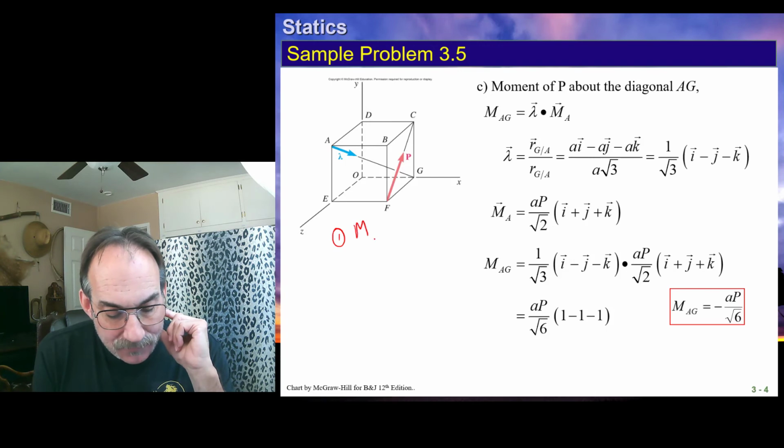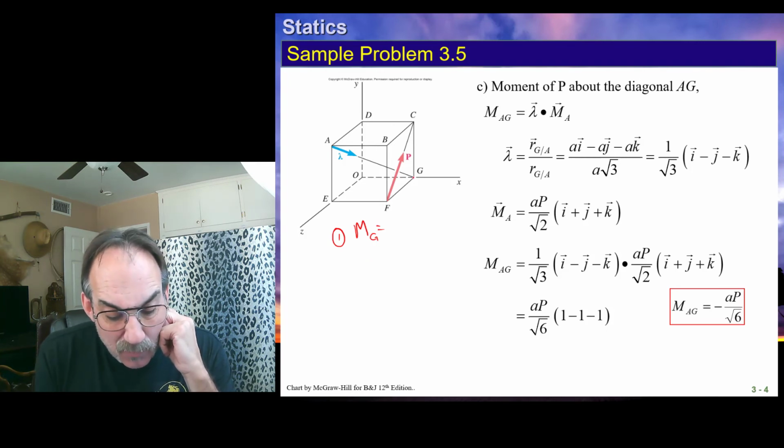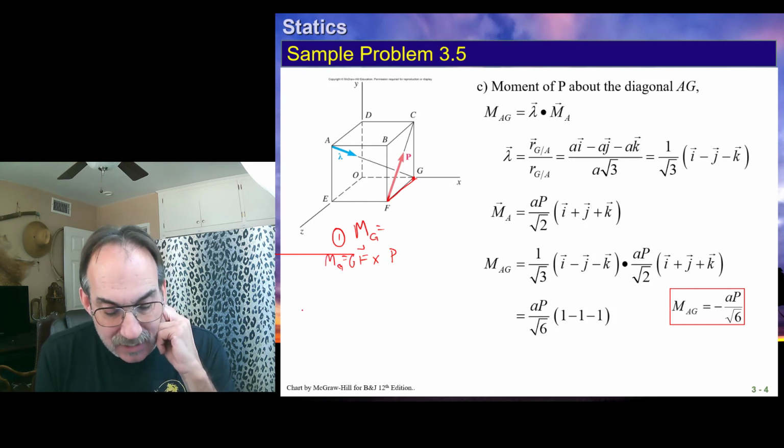Calculate the moment of P about G, which means we can take any line segment. We want this about G now. So if we want the moment about here, we can use this position vector, which means GF crossed with P is going to give us the moment of P about point G.